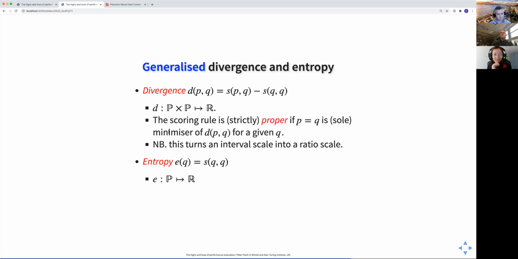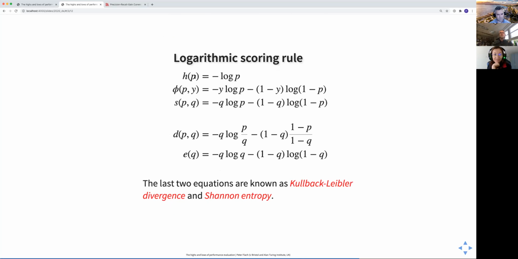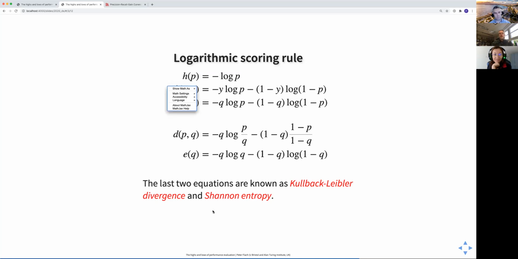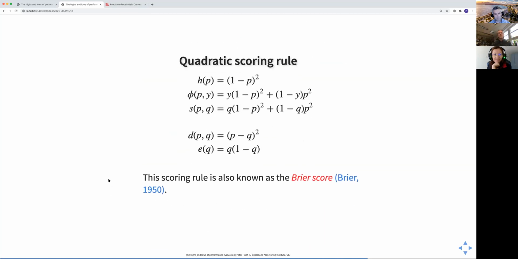Now let's look at some actual scoring rules. Here's the logarithmic scoring rule. For H of P, we take the minus logarithm of P, and we have the scoring rule S, the divergence, and the entropy. Of course, now people recognize this as Kullback-Leibler divergence and Shannon entropy, but this was based on a particular choice of the scoring rule. If I now choose a different scoring rule, the quadratic scoring rule, I get something entirely different. This is the divergence under the quadratic scoring rule, and this is the entropy under the quadratic scoring rule.